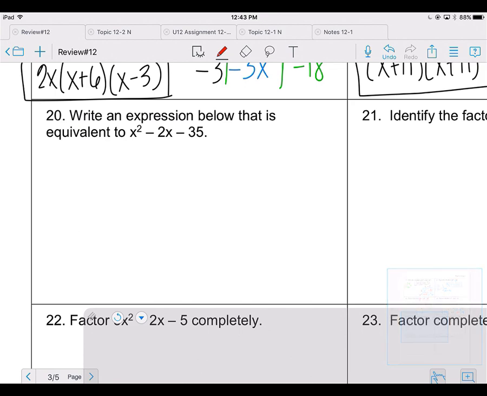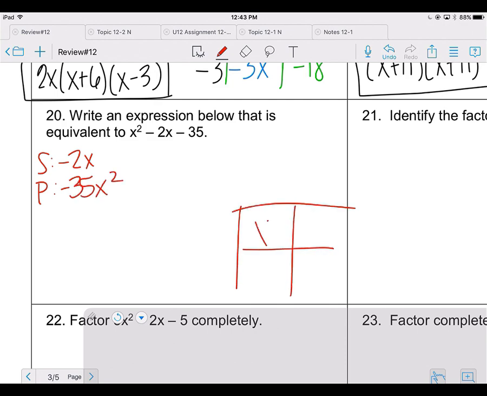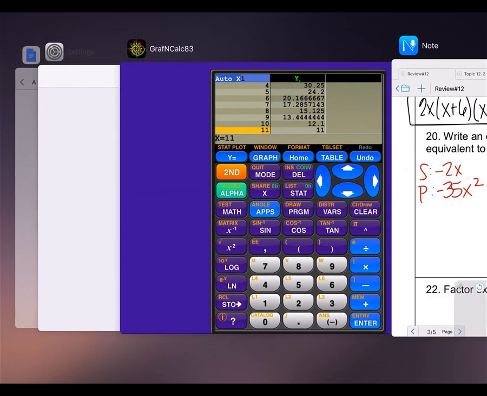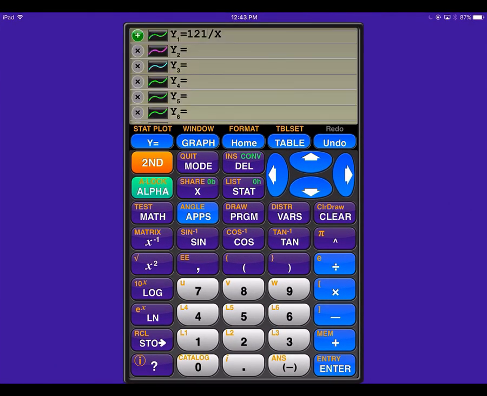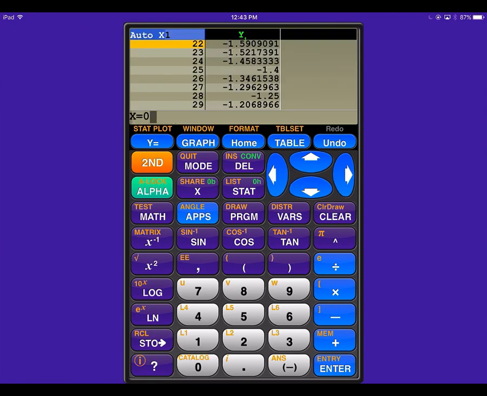Problem 20, looking for my factors. I'm looking for a sum of negative 2x, product of negative 35x squared. I have x squared and negative 35. And I'm going to look for my two factors that will add to a negative 2 in the calculator. Remember that if you have a negative product, you need to put that negative in there, and it will help you out with those negative signs.